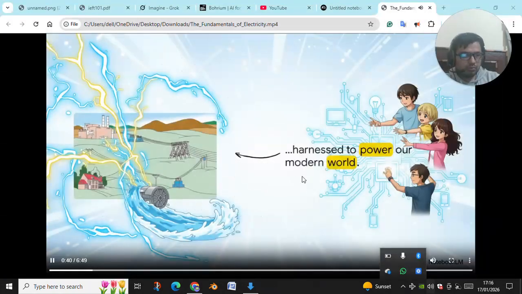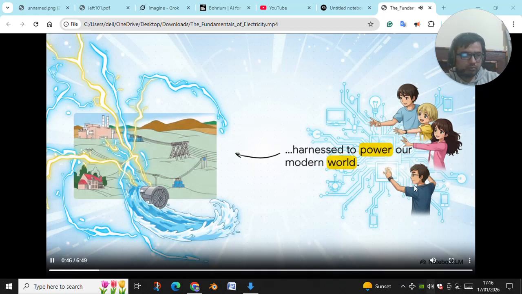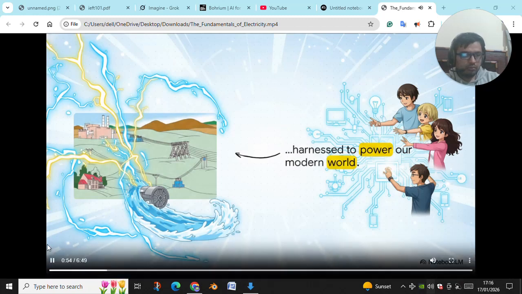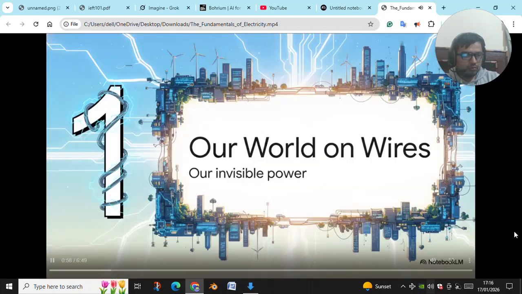But here's the crazy part. We've somehow managed to take that wild, untamed force and domesticate it. We've channeled it into this huge, intricate network that brings light and power right into our homes. So today, we're going to explore that incredible journey, from that raw, natural power to the simple flip of a switch. All right, first up, our world on wires.